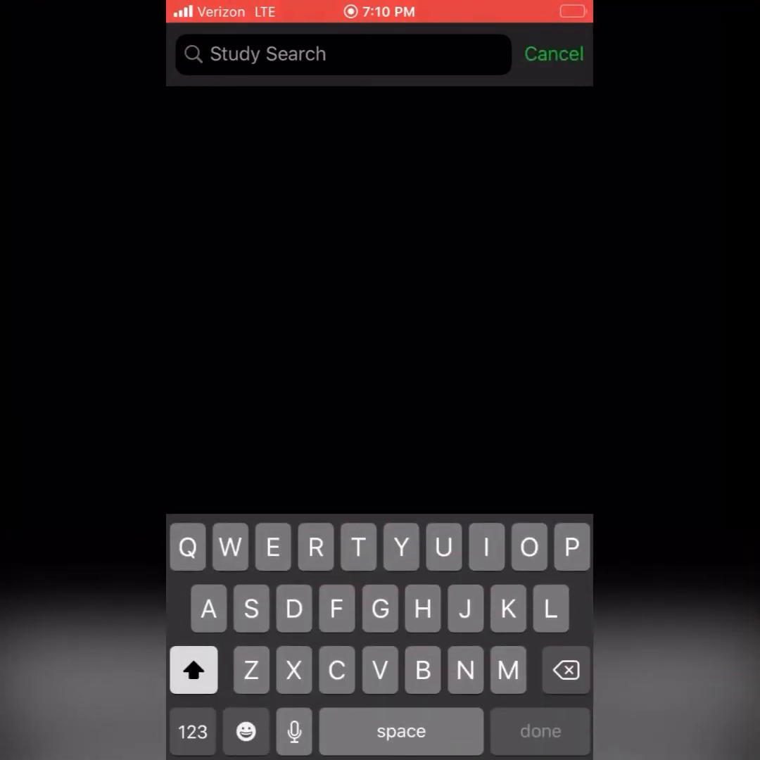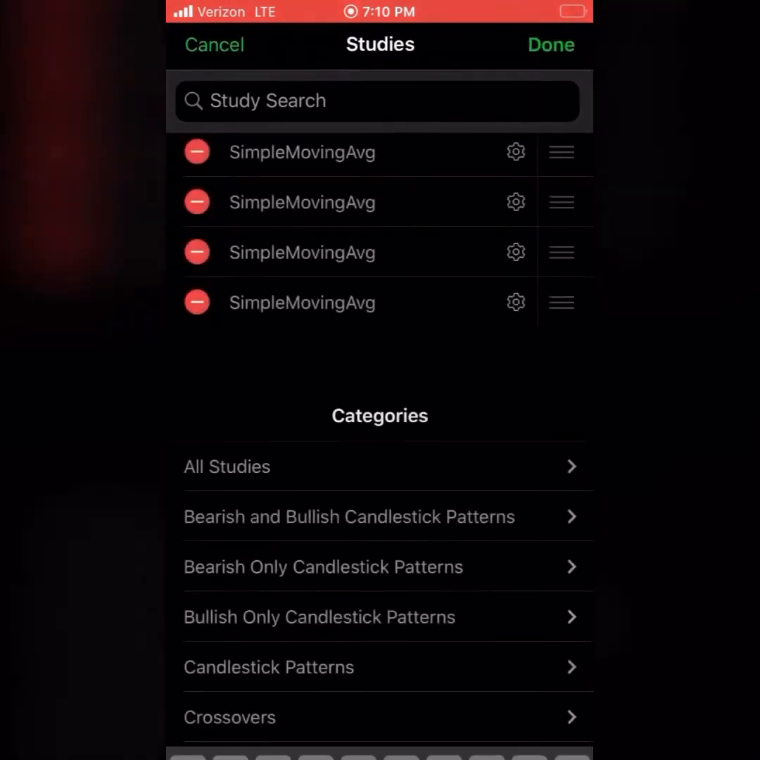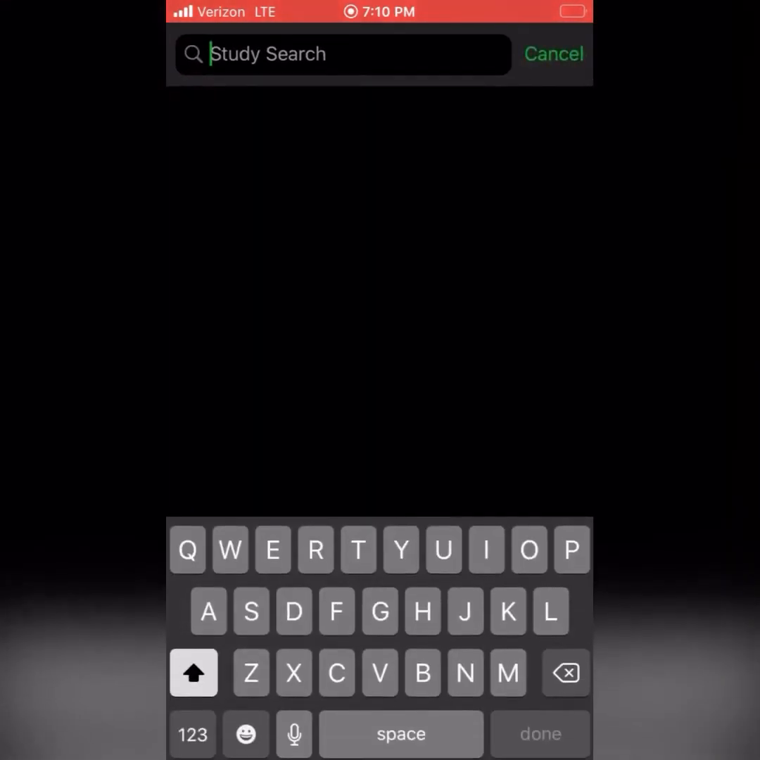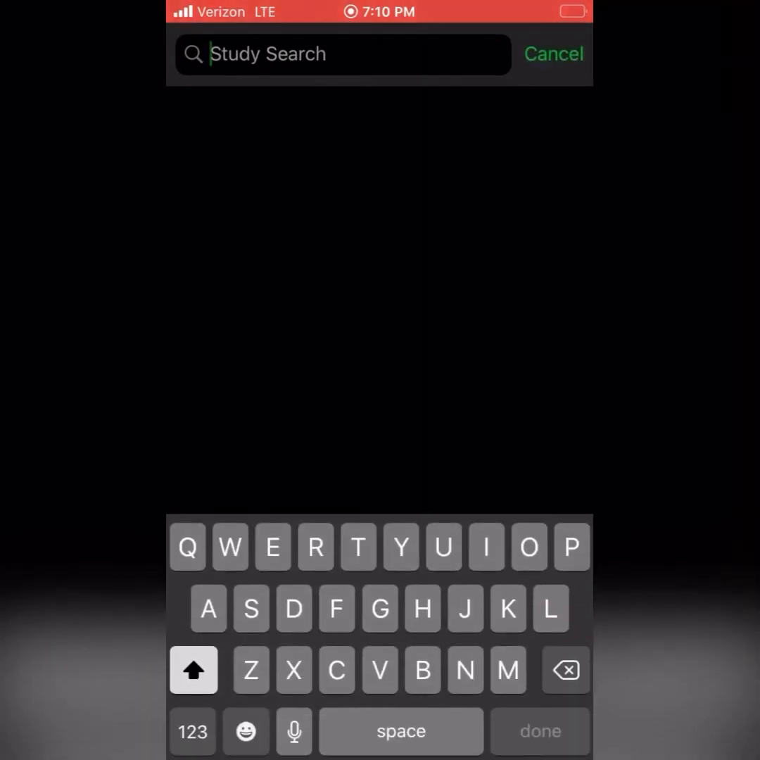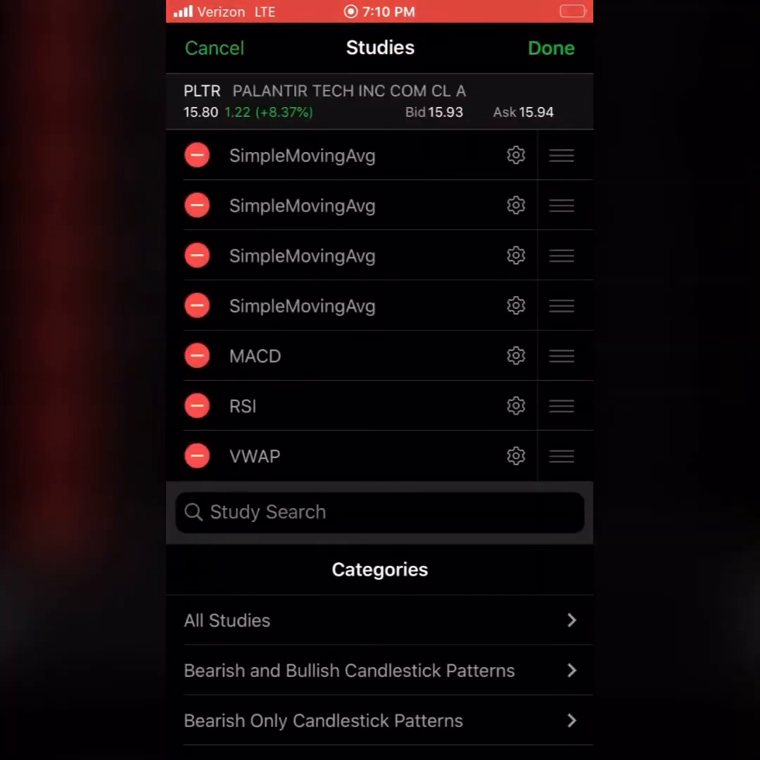Now we're going to go to one of my favorites, this MACD. We're just going to add it. We don't have to do anything to it. Bam, RSI. We're just going to add it. Don't even have to do anything to it. VWAP, going to add it. Don't even have to do anything to it.